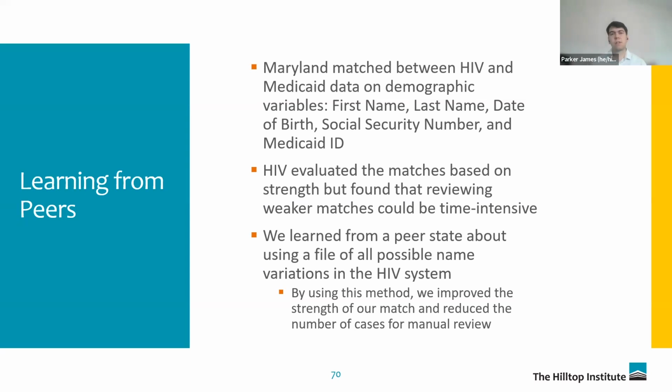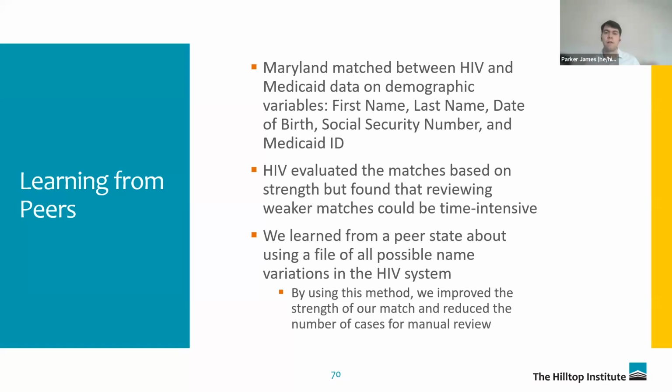And we would basically rank these matches. So if somebody matched on all of the different variables, they were a strong match. But if they only matched on one, say Medicaid ID, for example, it was a weaker match, and we knew we needed to do some more review. And the review was happening on, our HIV partners were taking a close look at those cases. And they did find that it could be quite time intensive to determine whether or not this person was a true match.